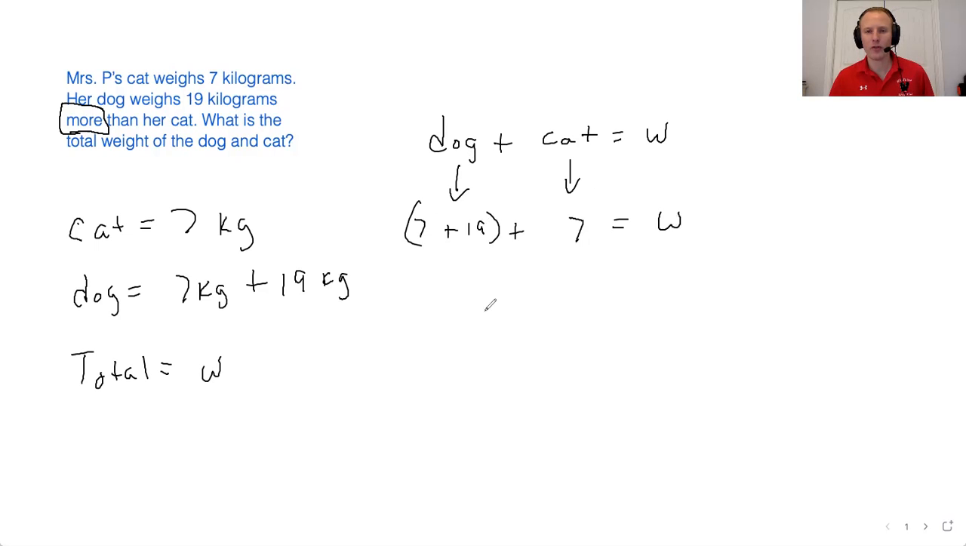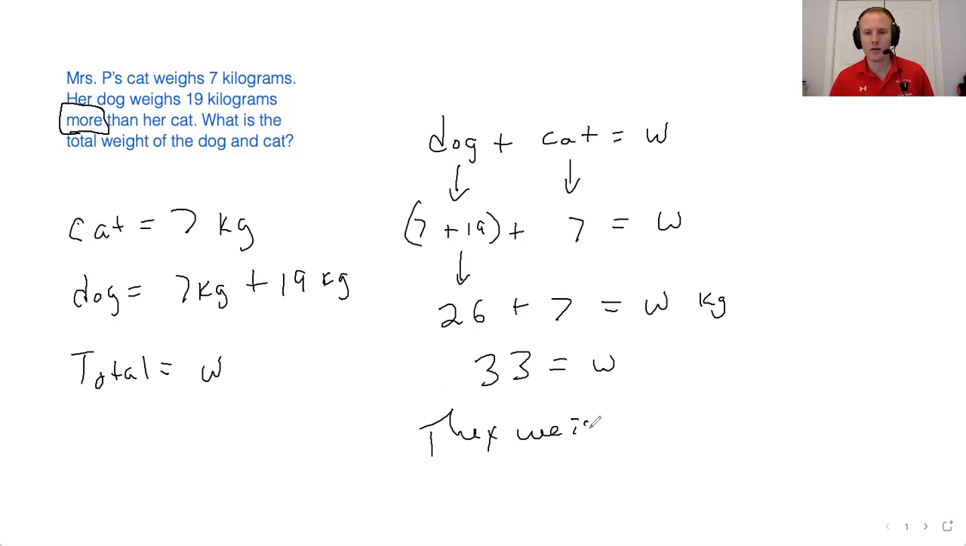Well, we could solve what's in the parentheses first, although it's all addition, so we could do it in any order. But 19 plus 7 is 26, and you're going to add 7 to that, and that's the total weight. Remember, we're measuring in kilograms. I'll even write that in here. 26 plus 7 is 33. So we have 33 equals W. And in a sentence, they weigh 33 kilograms together. So that one's pretty straightforward.